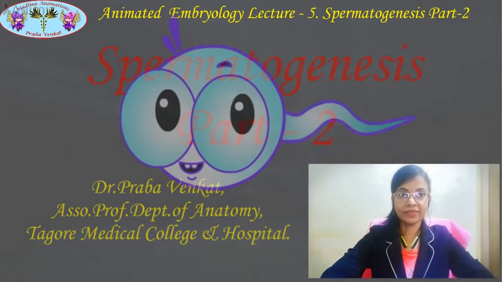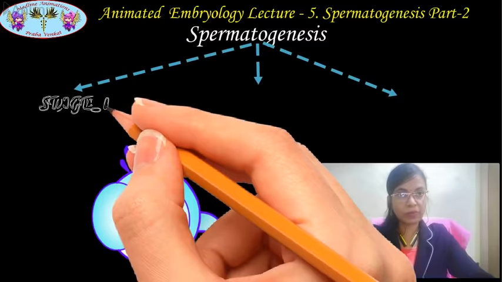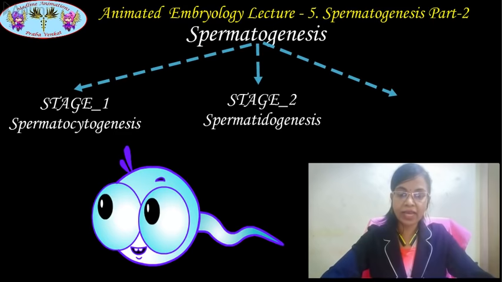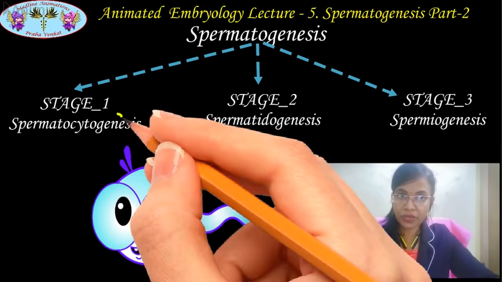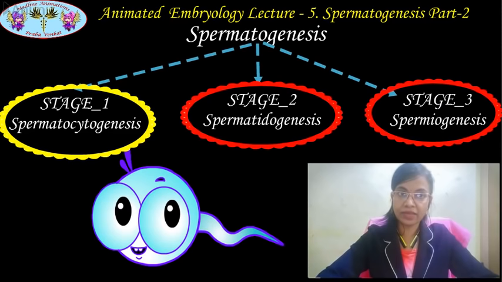In the previous session, we have seen the process of spermatogenesis has three stages. Stage 1, spermatocytogenesis, the genesis of a spermatocyte. Stage 2, spermatidogenesis, the genesis of a spermatid. And stage 3 is spermiogenesis, the genesis of a motile sperm. Among the three stages, we have discussed only the first stage, that is the spermatocytogenesis. Let's discuss the remaining two stages, the spermatidogenesis and spermiogenesis, here in this session.